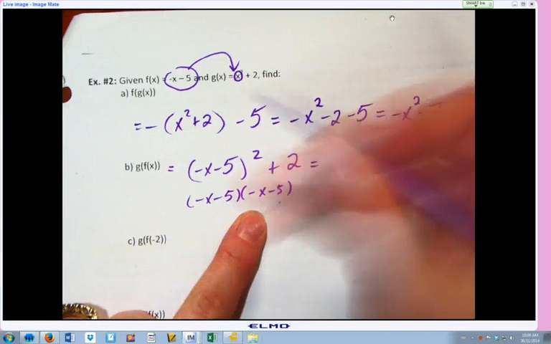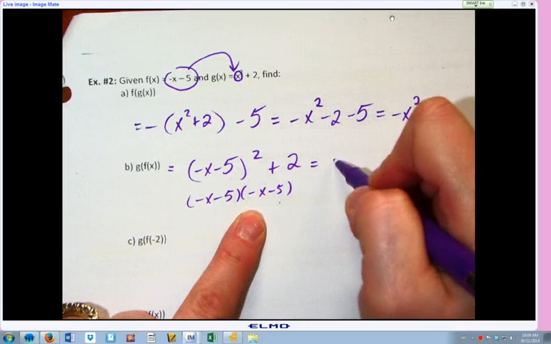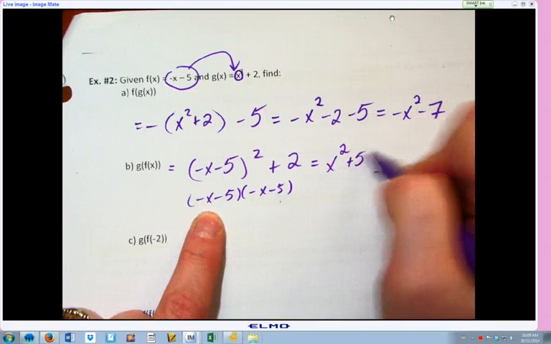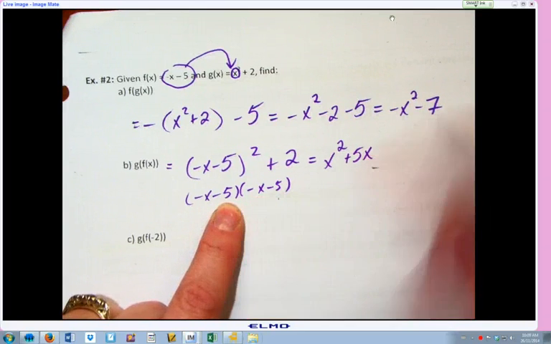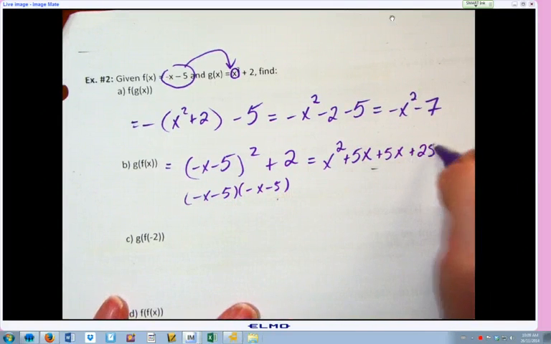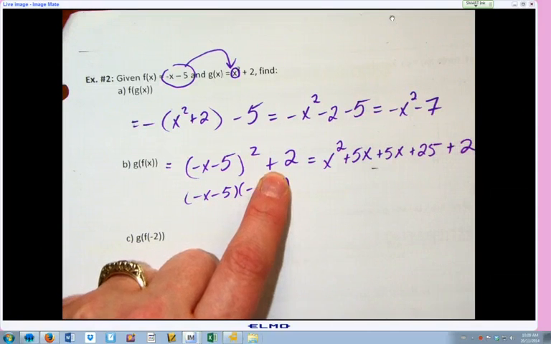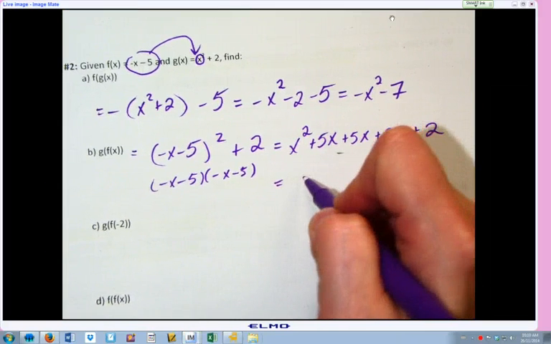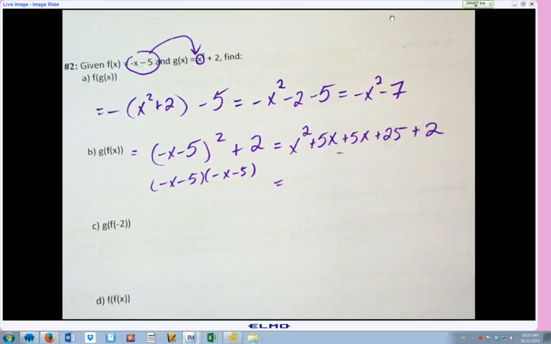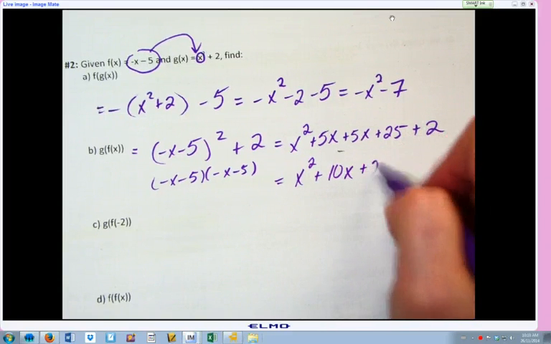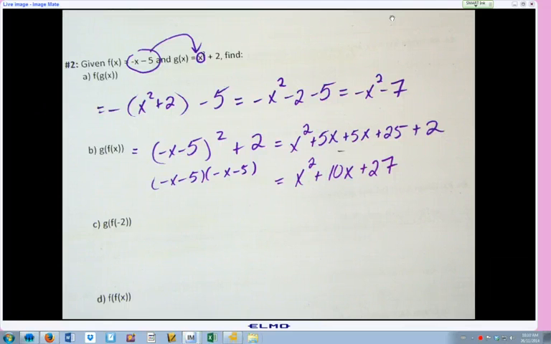So negative x times negative x. Negative x times negative 5. Negative 5 times negative x. And negative 5 times negative 5. And then don't forget this 2 that was hanging around at the back. How many x squareds do we have? How many x's do we have? And how many constants? There you go. There's g of f of x.